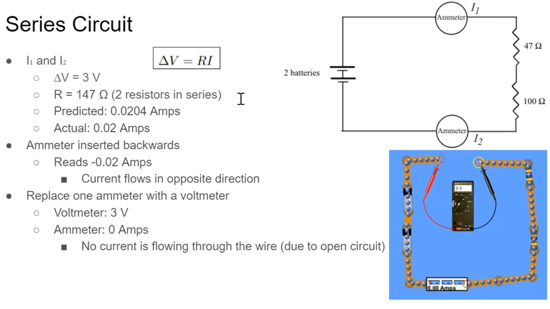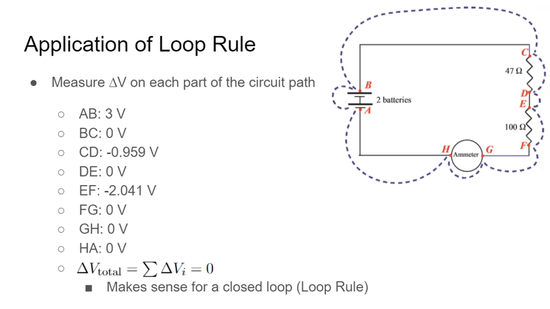And then we replaced one ammeter with a voltmeter. The voltmeter read 3 volts, and the ammeter read 0 amps, because no current is flowing through the wire due to the open circuit. Then we applied the loop rule, and we measured the potential difference on each part of the circuit path. We summed all these values up and found that it was equal to 0, and this makes sense for a closed loop due to the loop rule.